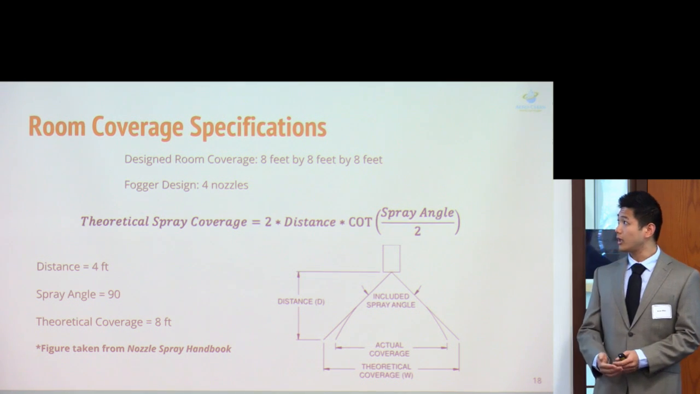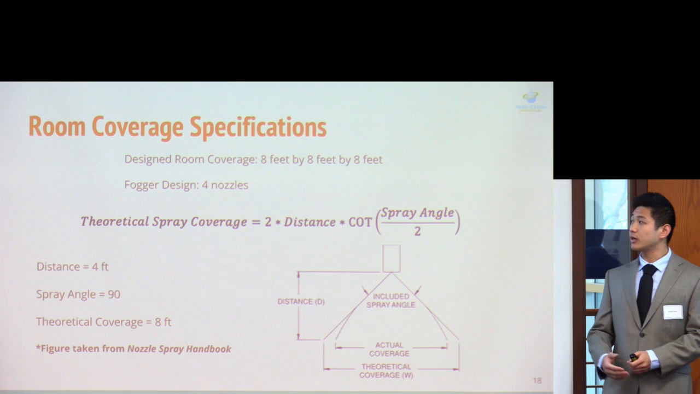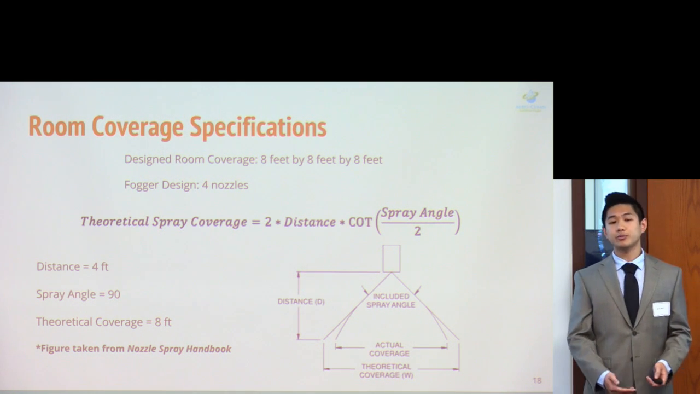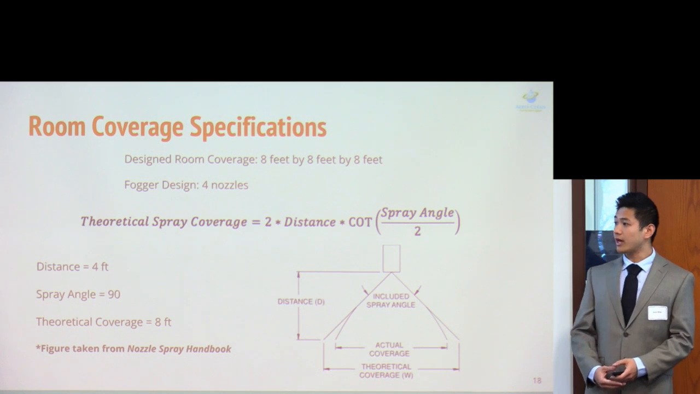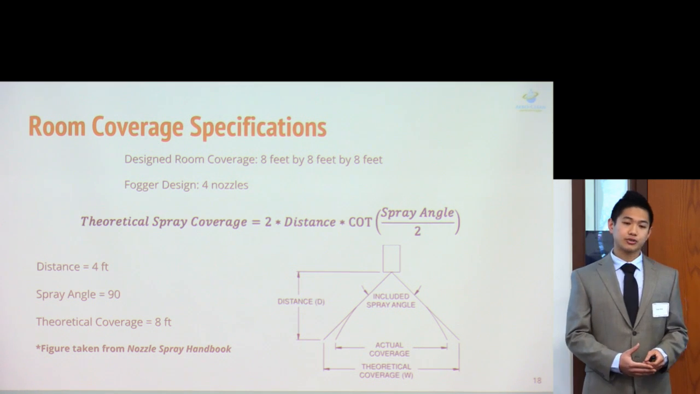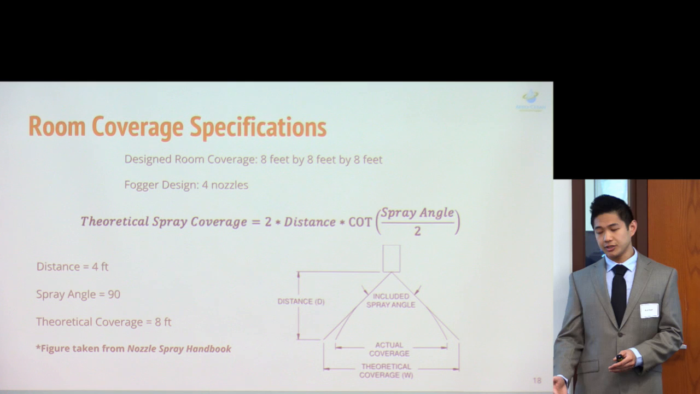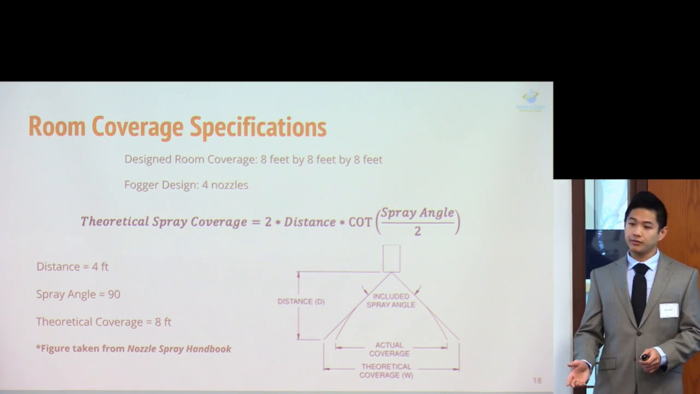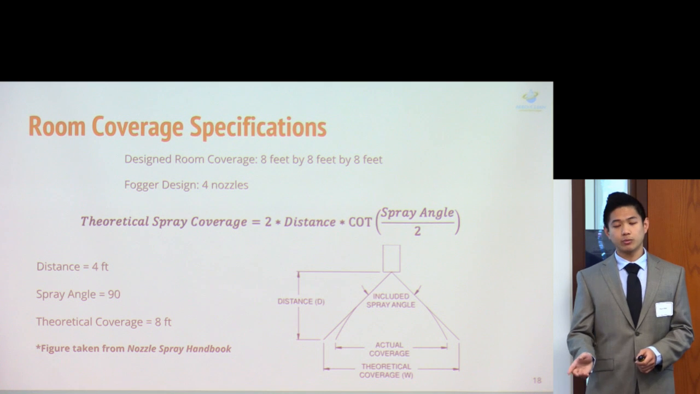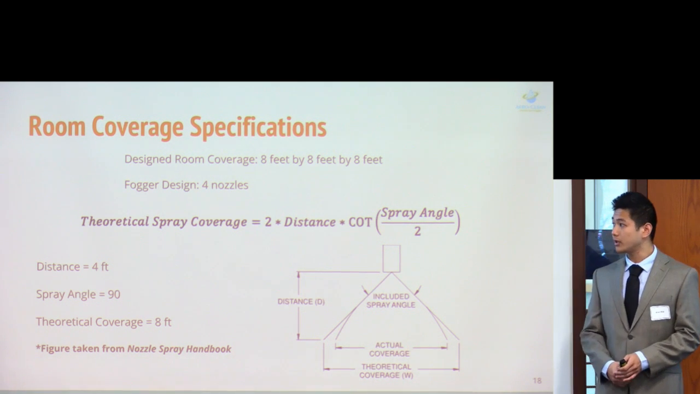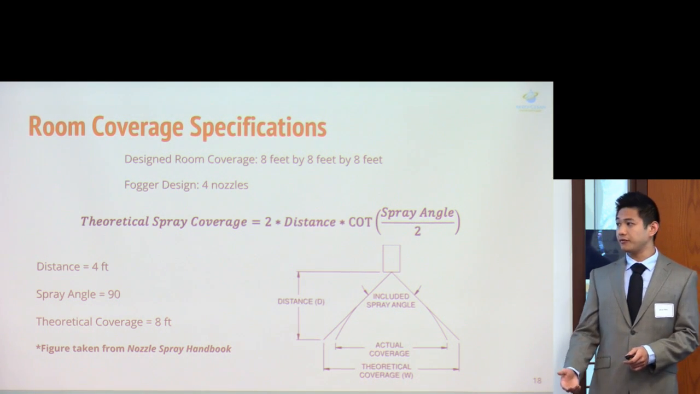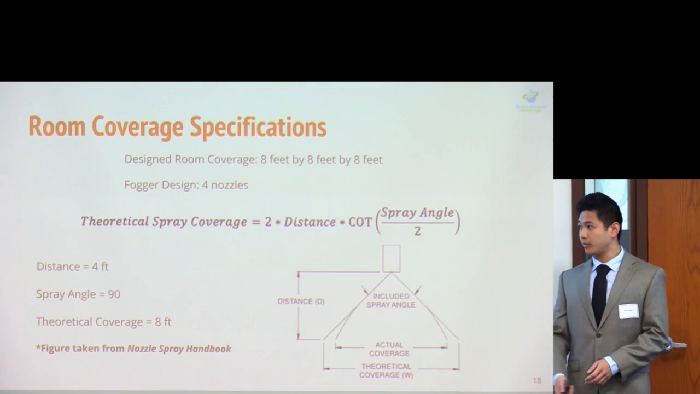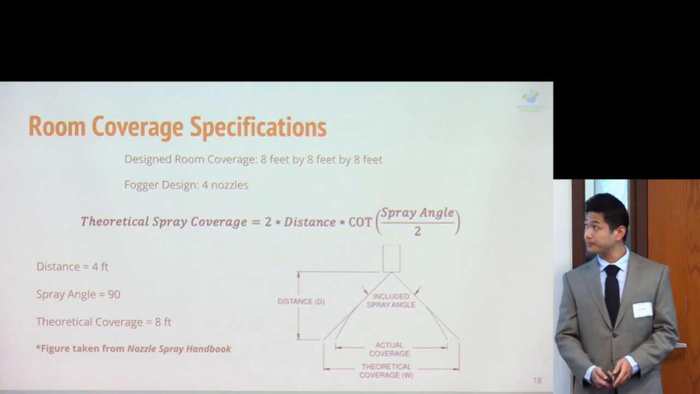wall. We did some research and we found equations specific to full cone nozzles that would dictate the theoretical spray coverage. So assuming that the particle would have to travel a distance of 4 feet, half the dimension of the room, to make contact with the wall, and that the spray angle would be 90 degrees, assuming one nozzle is pointing at each surrounding wall, we would have a theoretical spray coverage of 8 feet, which is the dimension of the wall. Therefore, theoretically, we have full room coverage with this setup.